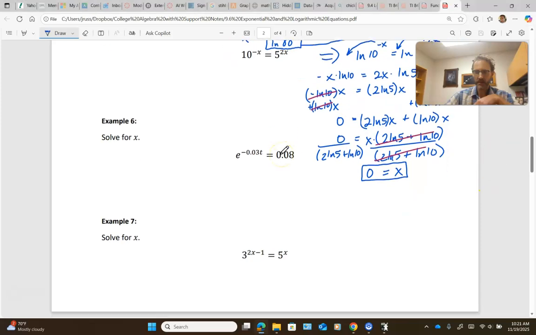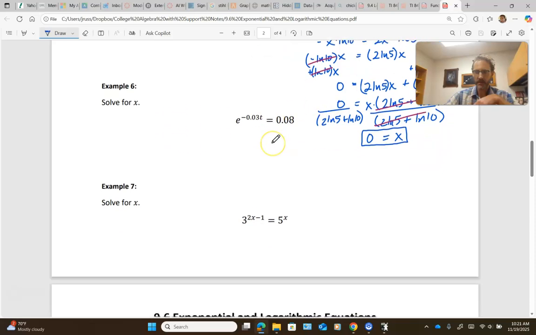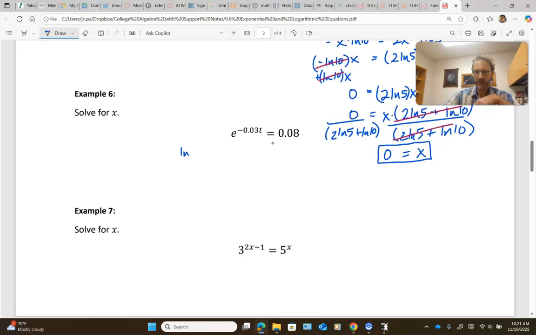All right, let's look at example 6 here. Very similar here, guys. I've got a base of e right here, but there's no way for me to re-express 0.08 as e to some power. Okay, so I'm going to go about taking the natural log of both sides of this equation again. So I'm going to take the natural log of e to the negative 0.03t, and this will be equal to the natural log of 0.08.